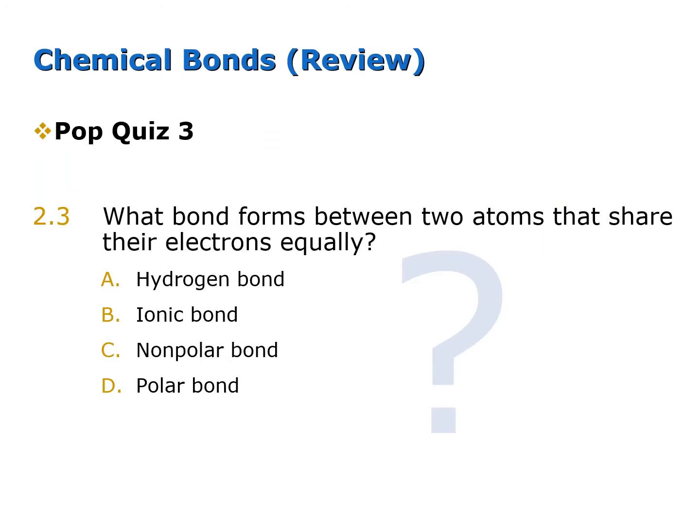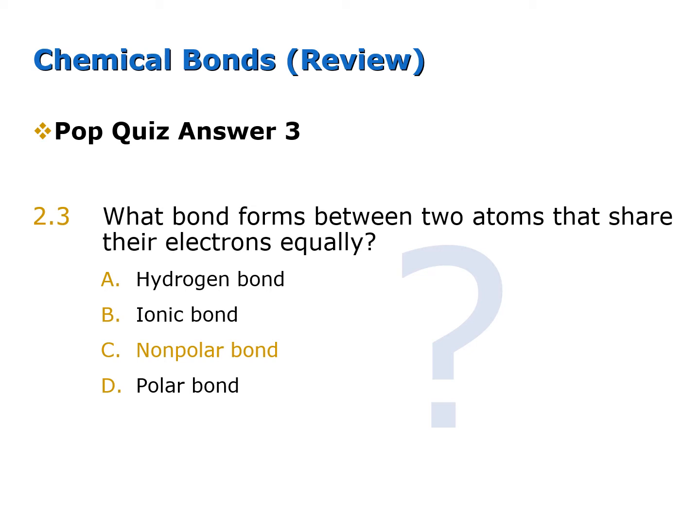Question number 3. What bond forms between two atoms that share their electrons equally? And the options are A, hydrogen bond, B, ionic bond, C, nonpolar bond, or D, polar bond. The correct answer for two atoms that share their electrons equally is called a nonpolar bond. Again, when we are sharing something equally, there is no polarization, there is no focus on one atom as opposed to the other, and that's why it's called a nonpolar bond.